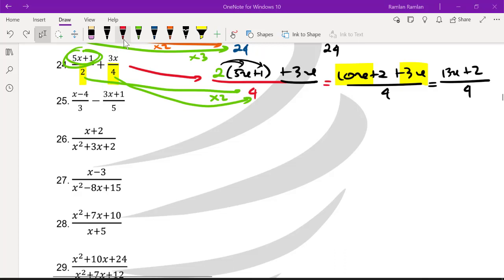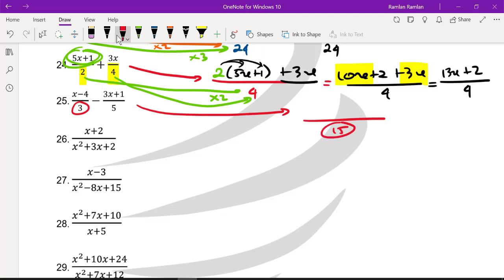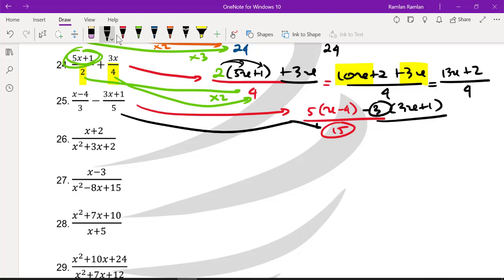Okay, guys, number 25 is actually the same thing. I'm going to make the denominator 15, because the LCM of 3 and 5 is 15. Going from 3 to 15, you multiply by 5, so you multiply everything here by 5. That'll be 5 bracket x minus 4. And the same thing with the other one, which is this 5. Going to 15, you multiply by 3, so you need to multiply every single thing over here by 3. Remember that it's not a negative, it's a subtraction. So it'll be subtracted by 3 bracket 3x plus 1. Where do I get this 3? Because 5 going to 15 is multiplied by 3.